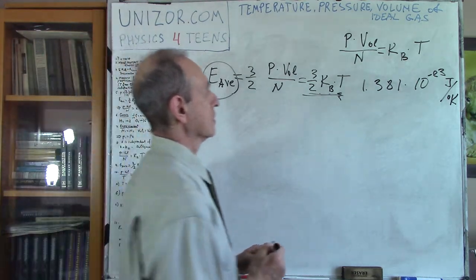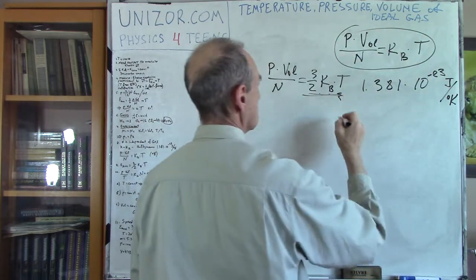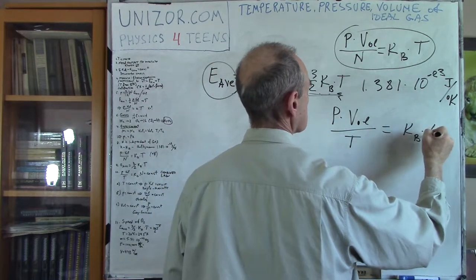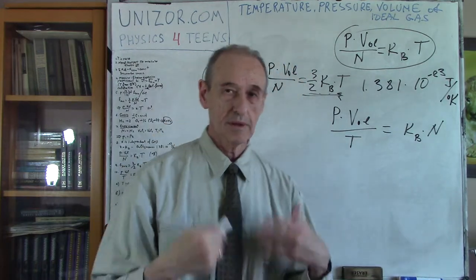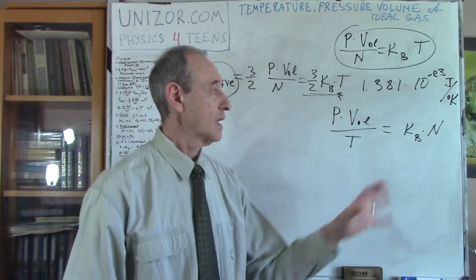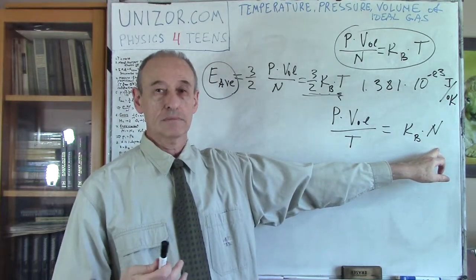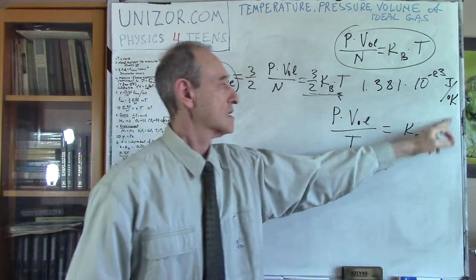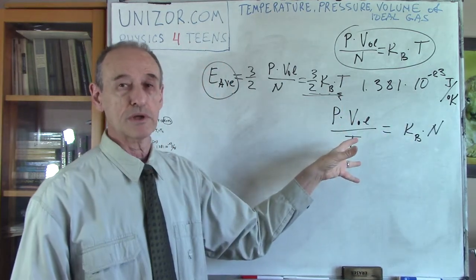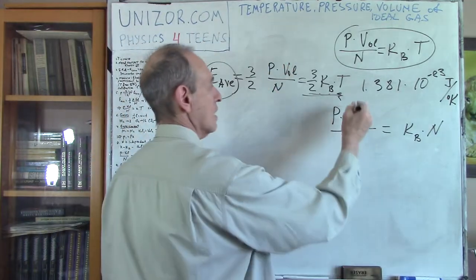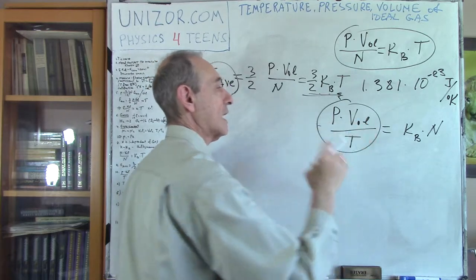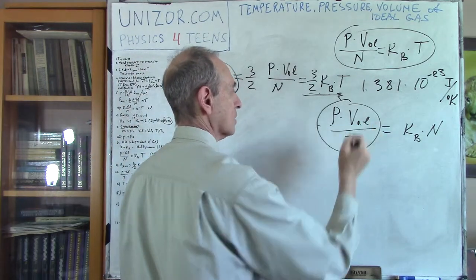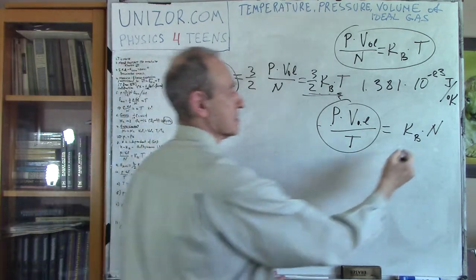Now, what follows from this is that P times volume divided by T is equal to k_B times N. What does it mean, if you try to interpret it? If you take a certain amount of gas, a certain number of molecules in the reservoir, then this is constant as we change the parameters. No matter how we change pressure, temperature, or volume, for the same amount of gas, pressure times volume divided by temperature is constant, because we don't change the number of molecules.